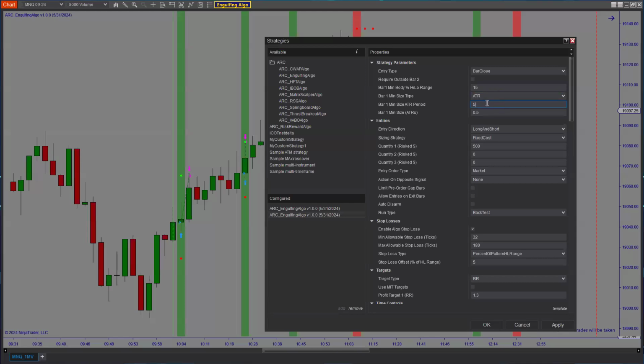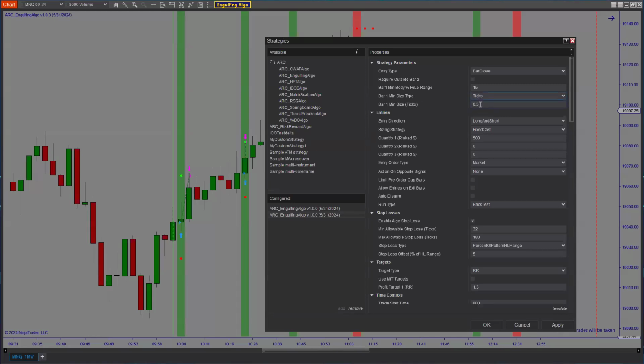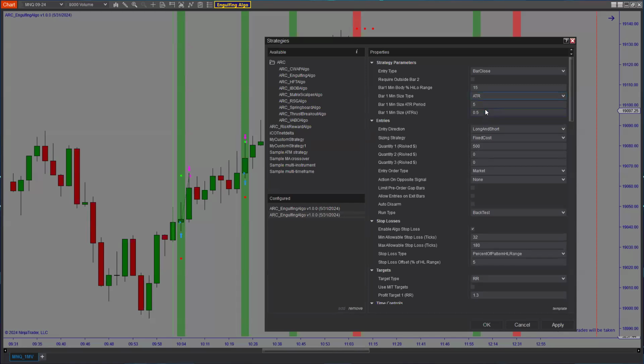ATR size period is going to be whatever period you set it to. Right now it's set to 5, and the minimum size is set to 0.5 ATR. So it has to be half of the ATR. And then ticks, you just set number of ticks, right? Pretty straightforward.